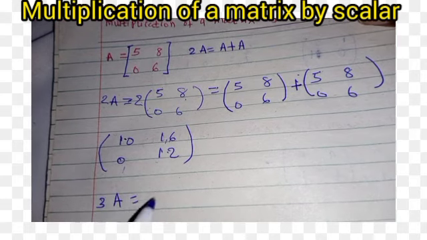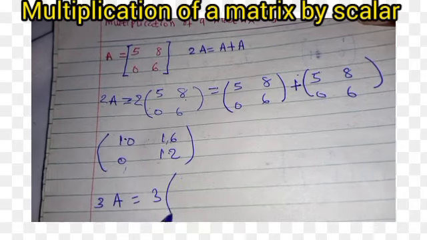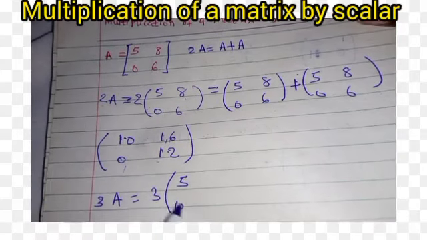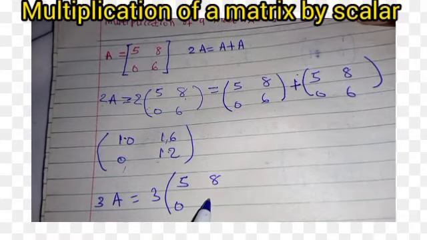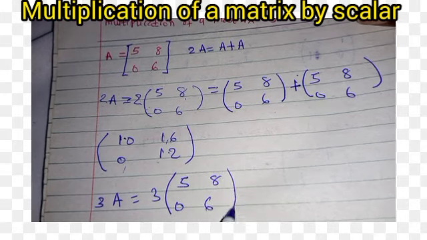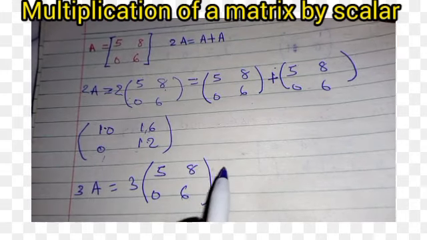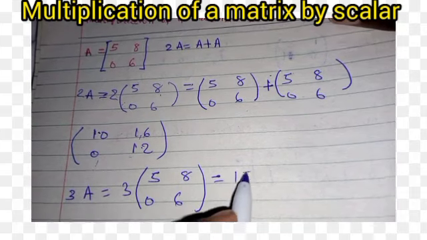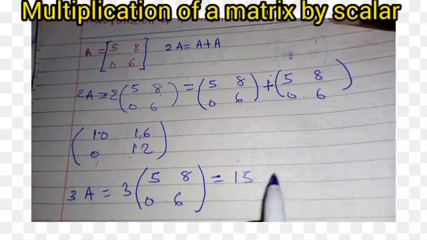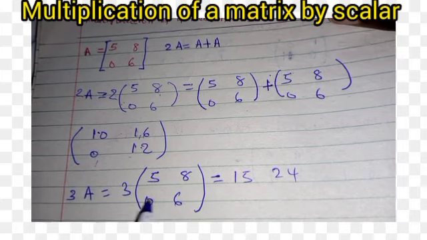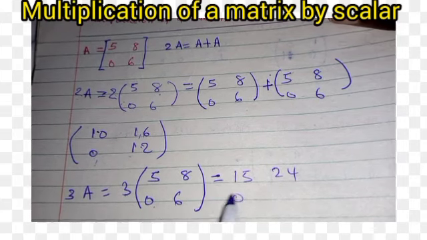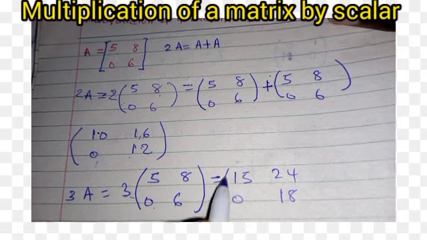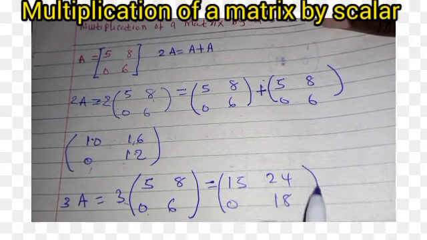So if you have 3A, this means that you have 3 times A, where A is 5, 0, 8, 6. So you multiply each of the elements with 3. So 3 times 5 is 15, 3 times 8 is 24, 3 times 0 is 0, 3 times 6 is 18.